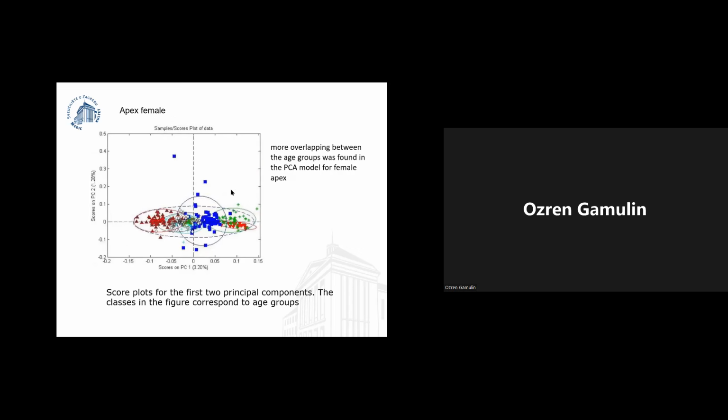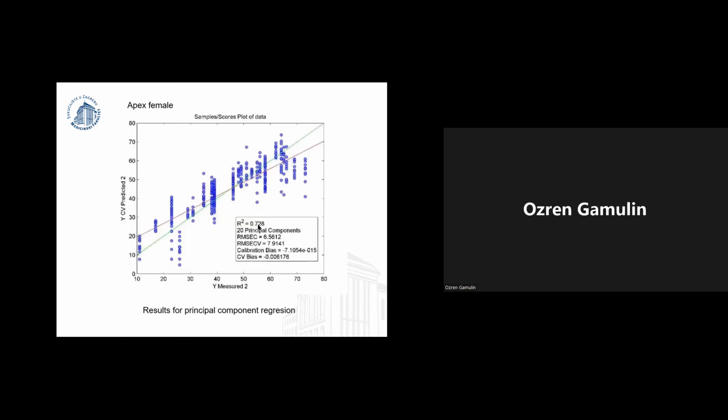Then we applied a similar process to spectra recorded at the female apex. We still keep our distribution of groups from the right to the left, from the younger ages to the older ages, but overlapping of those groups is much higher. And as a result, the coefficient of correlation is a little bit smaller. It's about 0.728 with calibration error about 6.5 years and cross-validation error about 7.9 years.